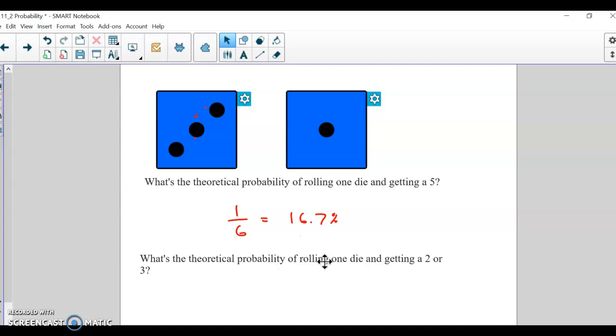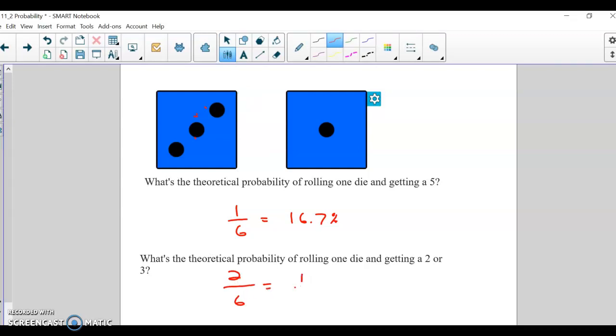Theoretical probability of rolling one die and getting a 2 or a 3. Okay, so now we have 2 favorable outcomes, 2 or 3 out of 6. So that probability is 1/3 or 33.3%.